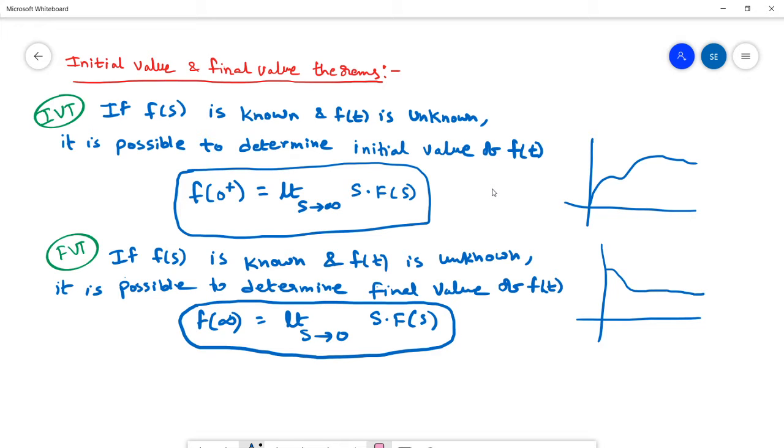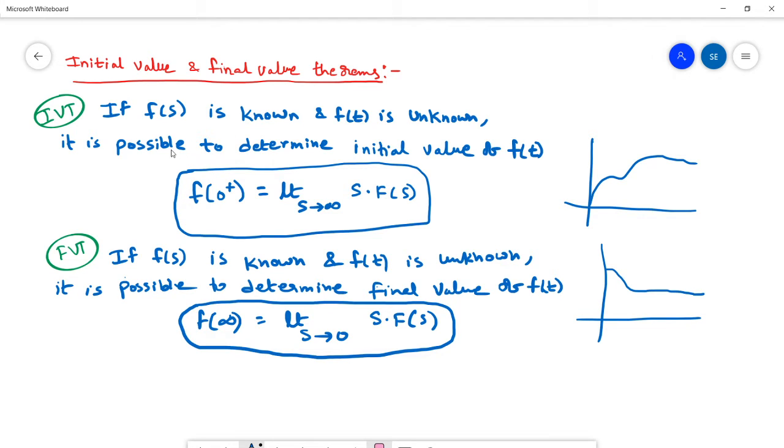So in this class we are going to determine what the initial value theorem and final value theorem are. These theorems are very important topics in control systems, because they convey the information about the initial state and the final state of the system.